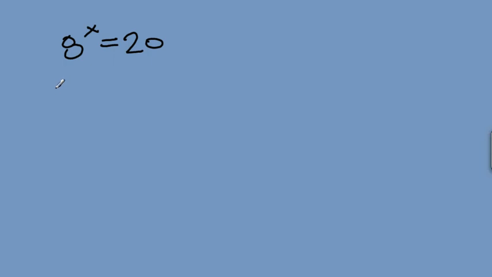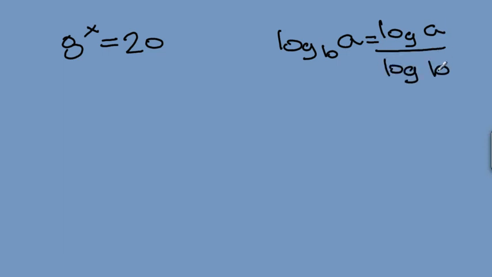Now, really what I'm about to show you is a proof for the change of base formula, which is the following. Log base b of a equals log of a over the log of b. So this is really just a proof for that formula. Here's what we're going to do. We're going to take the log or ln, it does not matter which, of both sides. So we take the log of both sides.